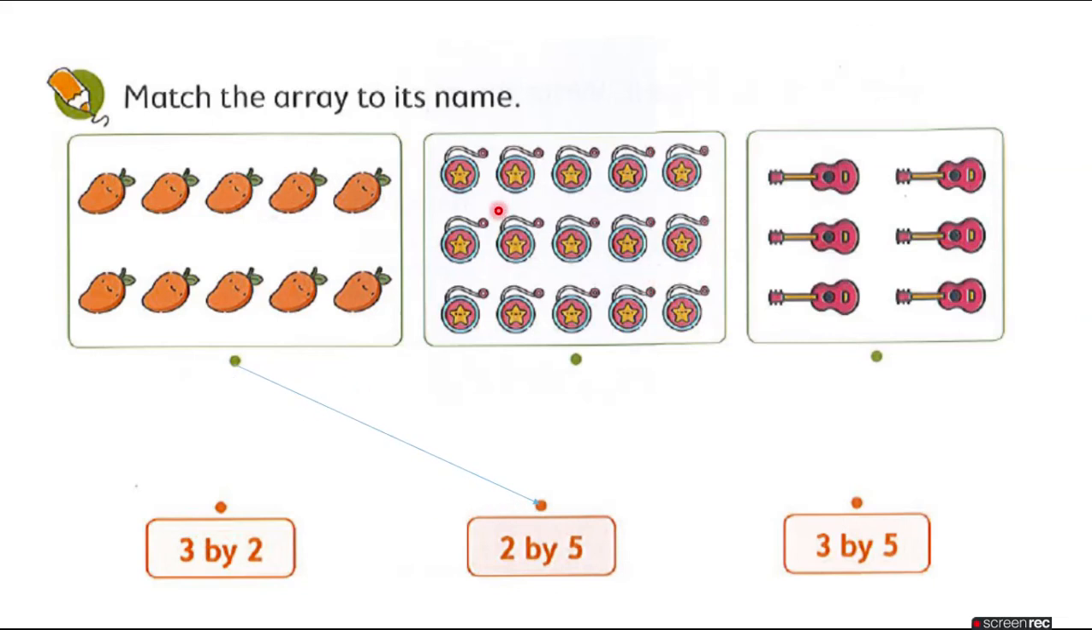The second array here, let's count the rows. 1, 2, 3 rows. How many columns? Go up and down. 1, 2, 3, 4, 5. So the name of this array is 3 by 5. Let's see. Yes, okay. The last one here. How many rows do you have here? Go right and left. 1, 2, 3. How many columns? Go up and down. 1, 2. So the name of this array is 3 by 2.